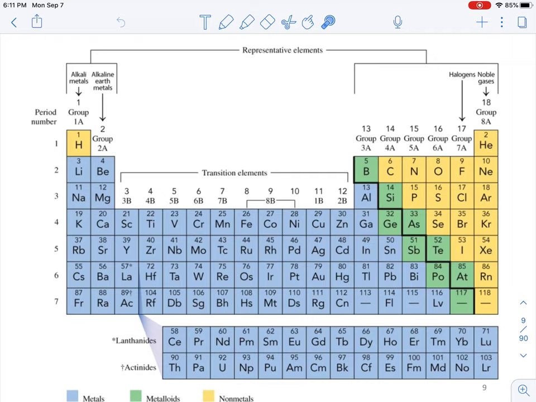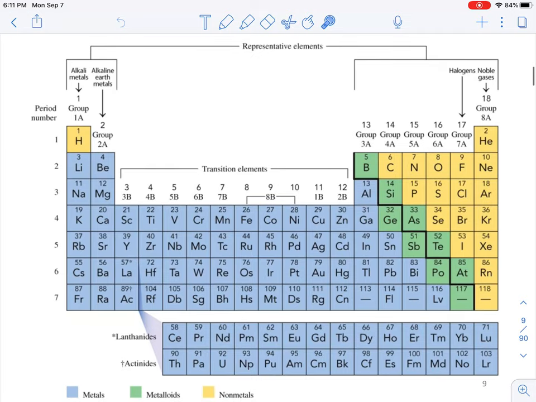For group 2A, starting with beryllium, we have the alkaline earth metals. So all of these elements: beryllium, magnesium, calcium, strontium, barium, and radium, are all alkaline earth metals. They belong to group 2A.